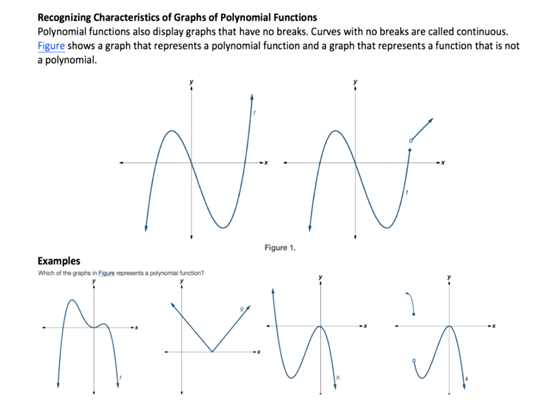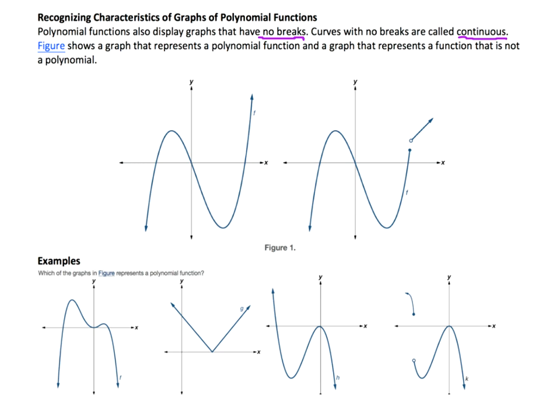Okay, so first, recognizing the characteristics of graphs of polynomial functions. It is important to note about the graphs of polynomial functions that when you graph them, you should not have to pick up your pen or pencil. It's continuous. That's the word we use to describe that characteristic of being able to draw it all in one motion without picking up your pen.